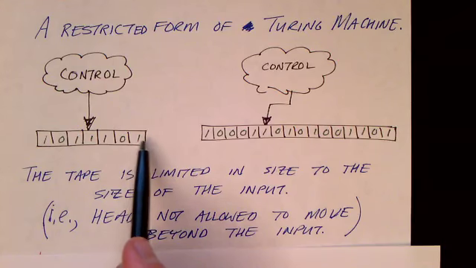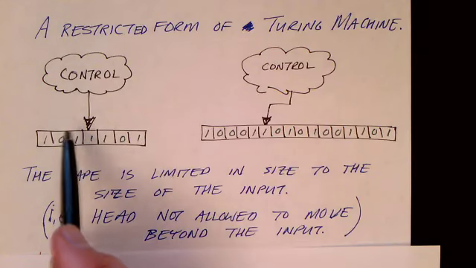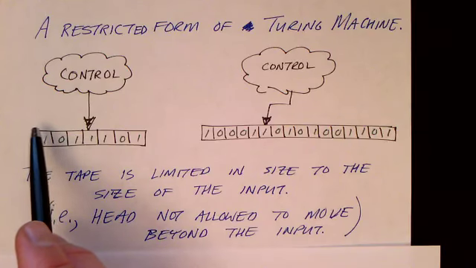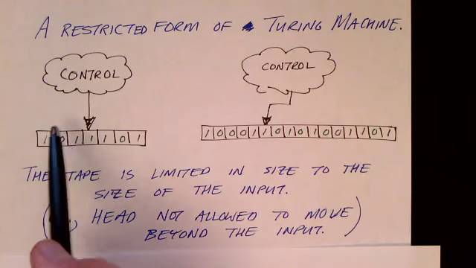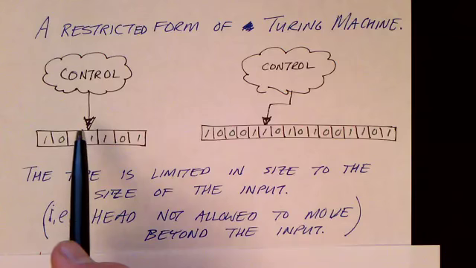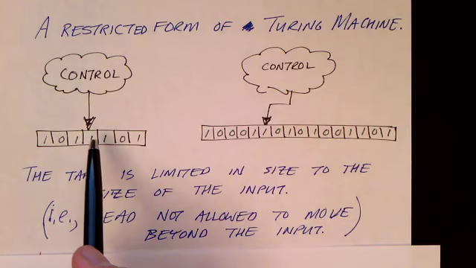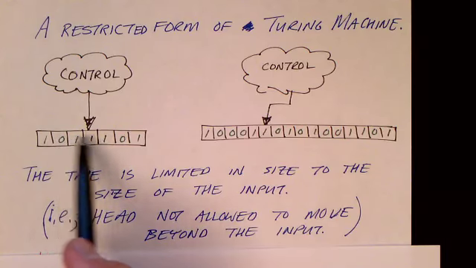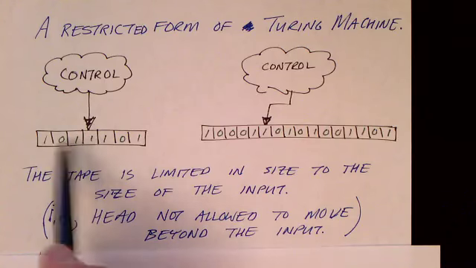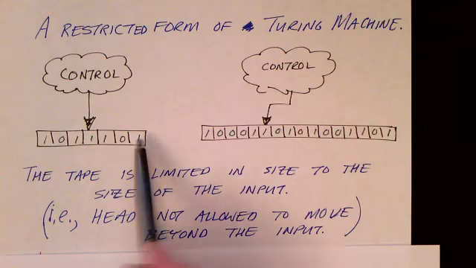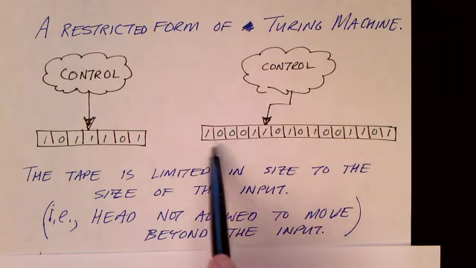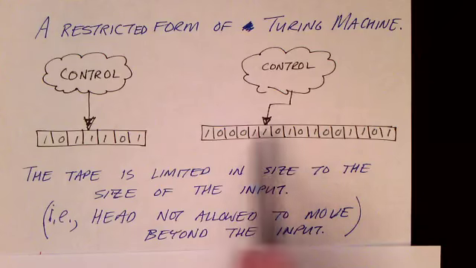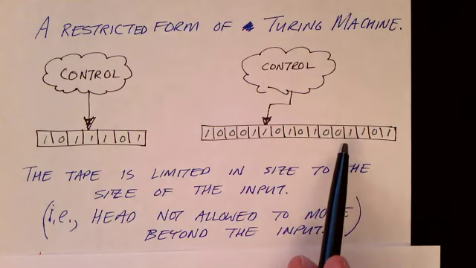If you try to move to the right, it just sticks there. Exactly the way a normal Turing machine sticks if you try to move off the left end of the tape. So here are two different machines applied to two different inputs. This input has 7 symbols, and so the tape is limited to 7. And here the input is a much longer input, approximately a dozen characters or so, and so the tape is limited to that many cells.